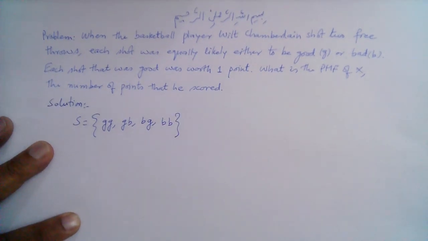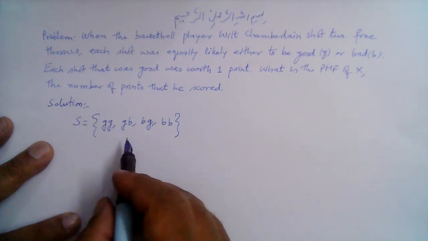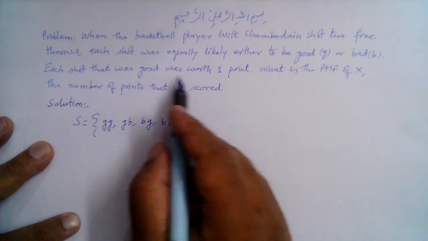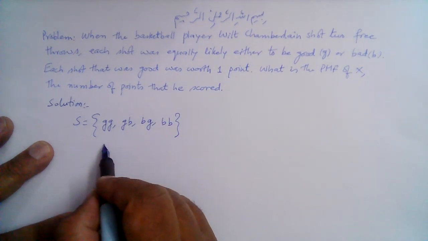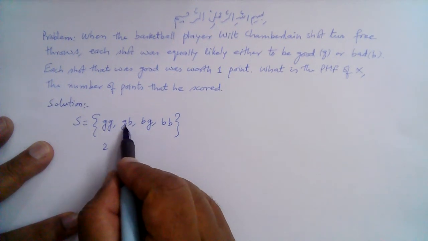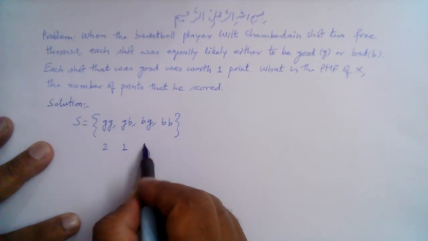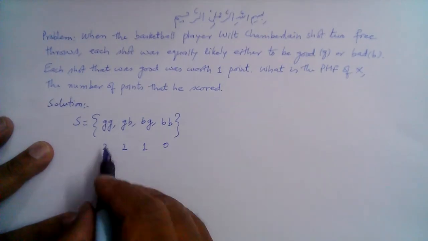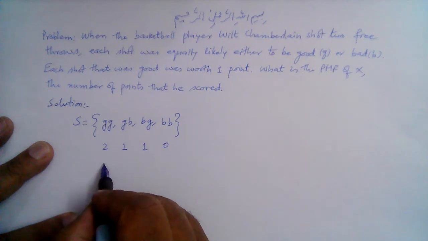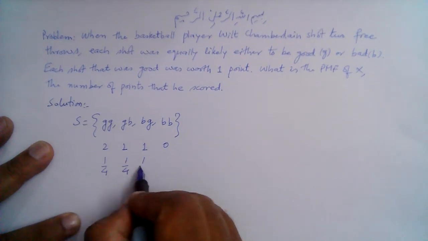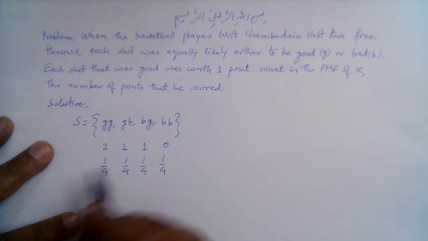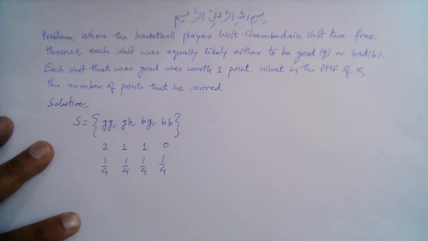And corresponding to each outcome, for example here both shots are good and each good shot is worth 1 point, so he earns 2 points here. Here only one shot is good, so 1 point here, here also 1 point, and no point here. And these are all equally likely outcomes. There are 4 outcomes, so the probability of each outcome is 1 over 4.